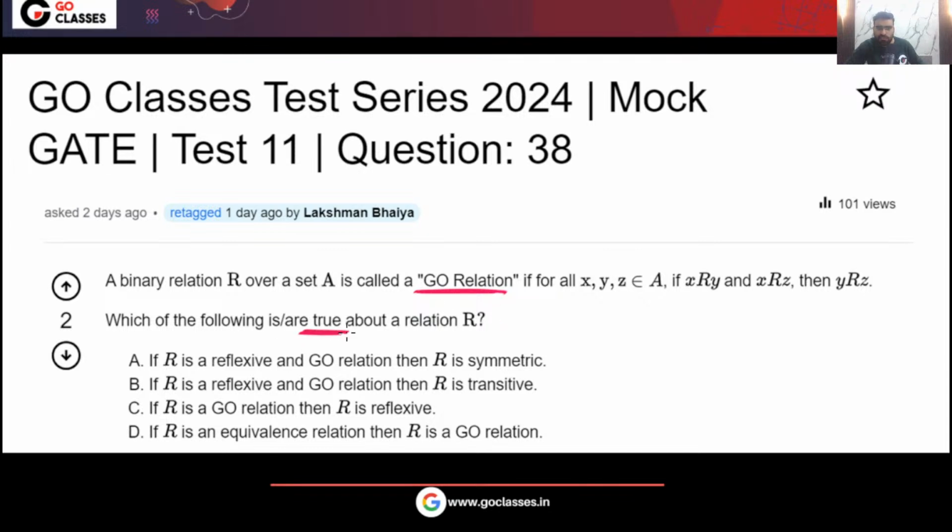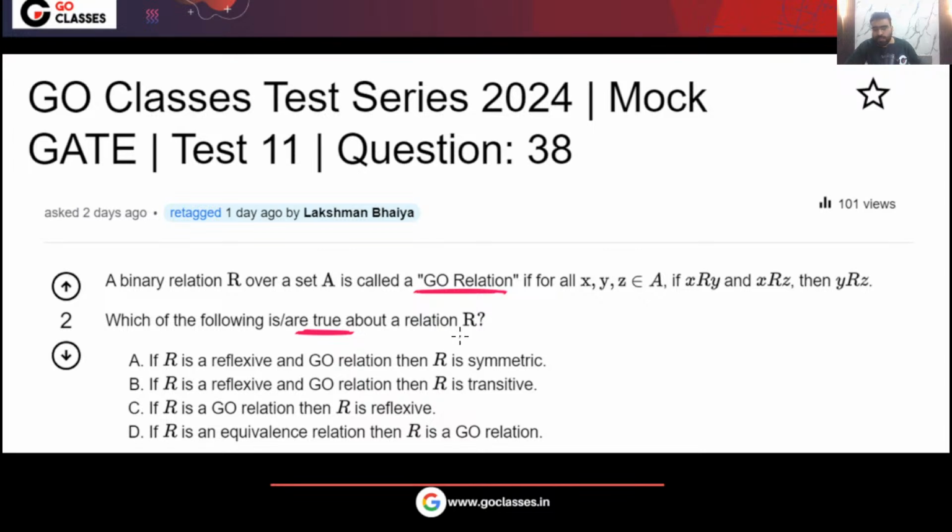Now the question is asking which of the following are true for this Go relation. Some options are given to you. If R is reflexive and Go relation, then R is symmetric. If R is reflexive and Go relation, then R is transitive. If R is Go relation, then R is reflexive. If R is an equivalence relation, then R is Go relation. Now let's check it out.